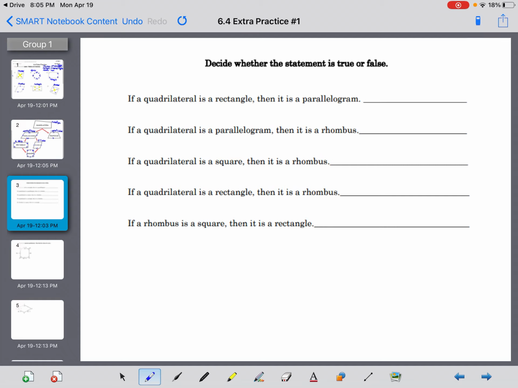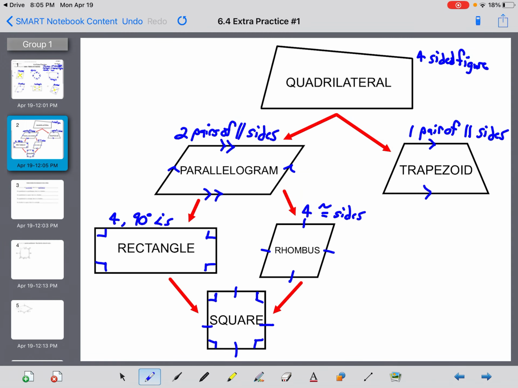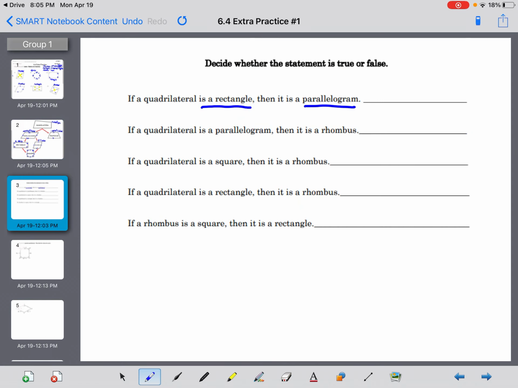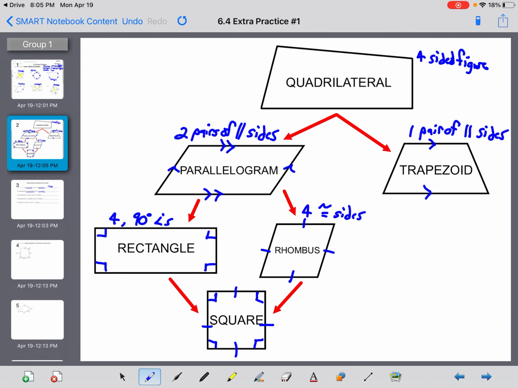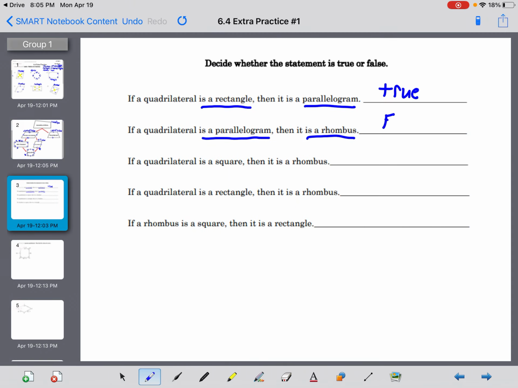That's actually going to help you here. If a quadrilateral is a rectangle, then it is a parallelogram. Well, rectangles are below the parallelogram tree, so that is true. If a quadrilateral is a parallelogram, then it is a rhombus. Well, under parallelograms, I see 1, I see 2, I see 3 different choices. They don't have to be a rhombus, okay? It could be a square. It could be a rectangle. All right, so this is not true.